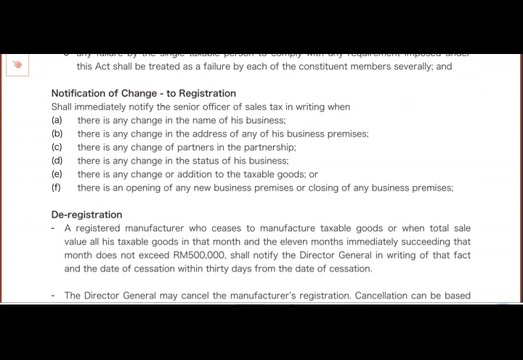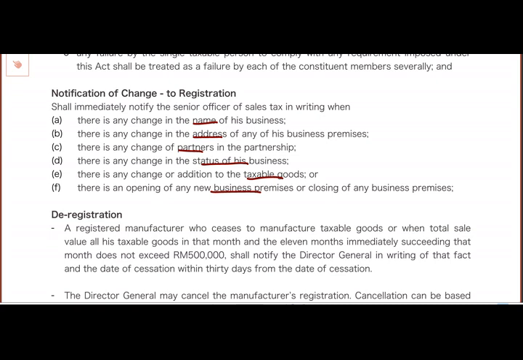Now, you need to notify the Customs whenever you have any major change to particulars like the name, address, if this is a partnership, the change in partners, changing in your business status, closing down, for example, okay? If you have additional taxable goods that you make, or if you are opening new outlets, closing down of outlets, now these are examples of things that you have to inform the Customs. That's it. Just inform them. It's just to update them when there are changes.